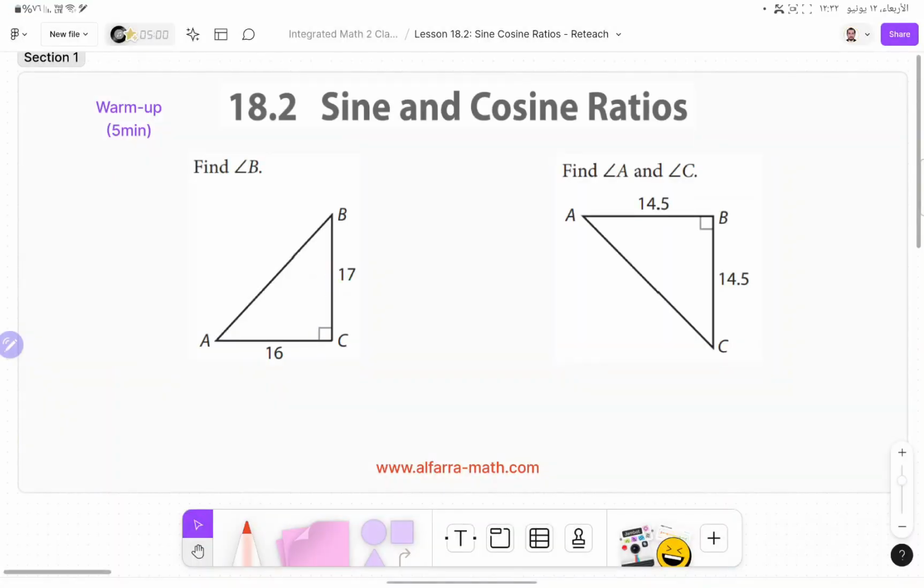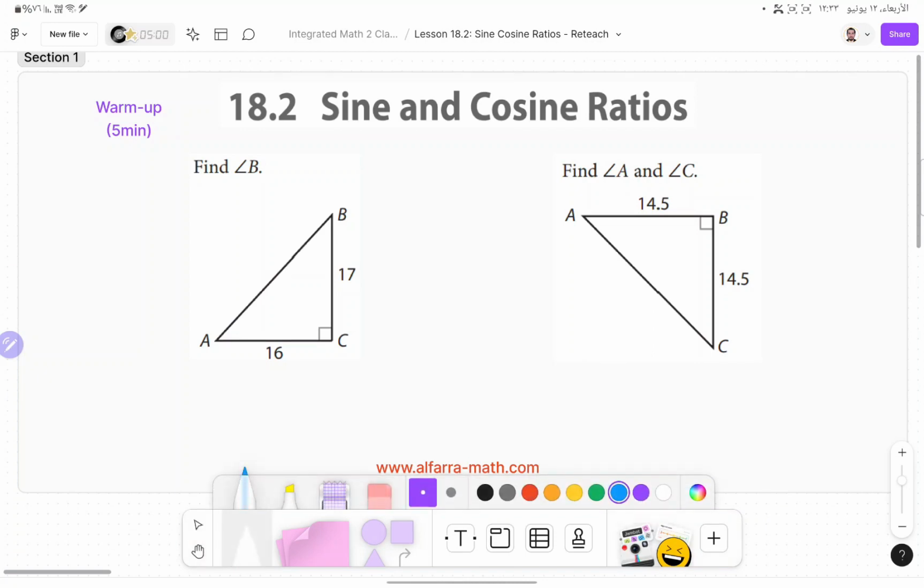Today we're going to start lesson 18.2. Lesson 18.2 and 18.1 are alike. I like them because they are very easy. They are using ratios: sine, cosine, and tangent. In 18.1, we started learning the tangent. If you remember, we started learning tangent. Here in 18.2, we are going to start the sine and cosine ratio.